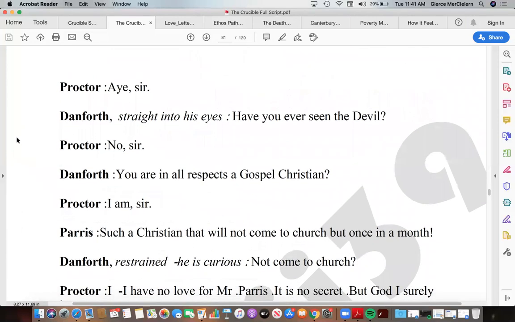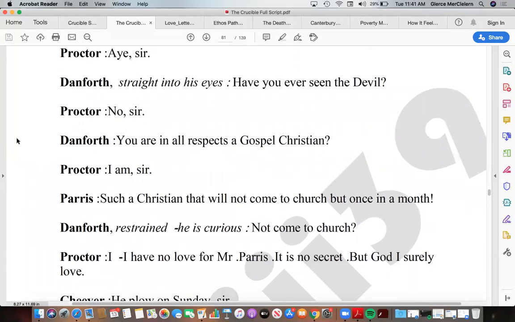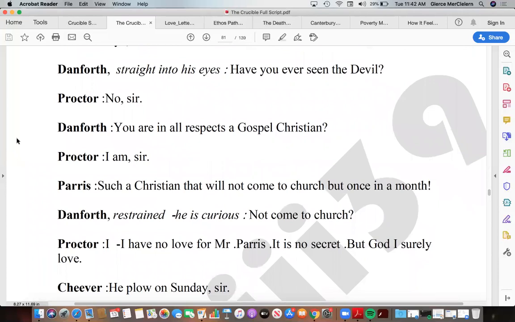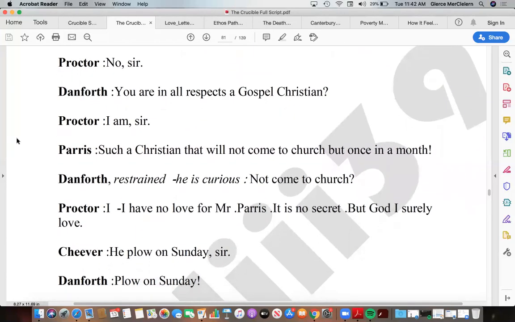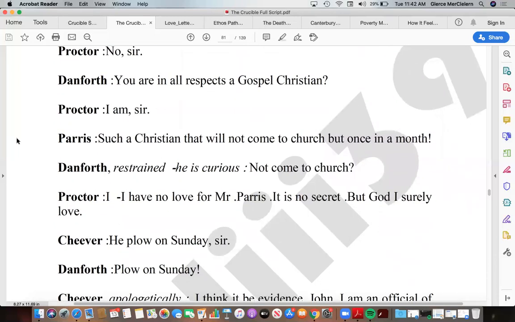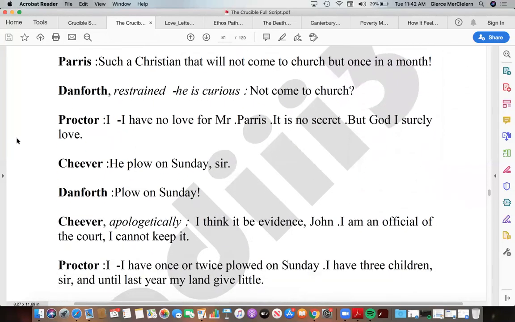Have you ever seen the devil? No, sir. You are in all respects a gospel Christian? I am, sir. Such a Christian that will not come to church but once a month. Ooh. Not come to church? I have no love for Mr. Parris. It's no secret, but God I surely love. He plows on Sunday, sir.